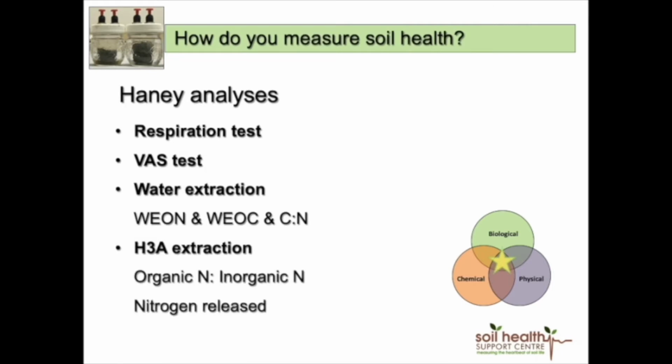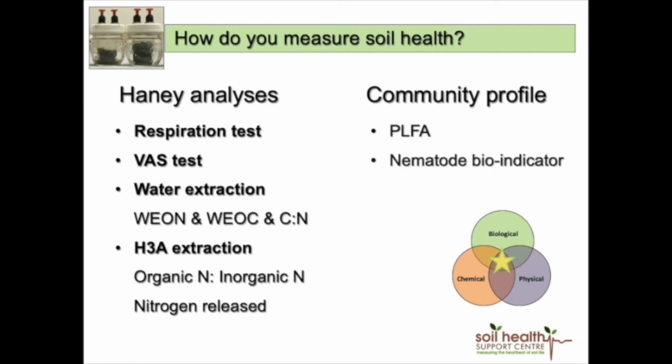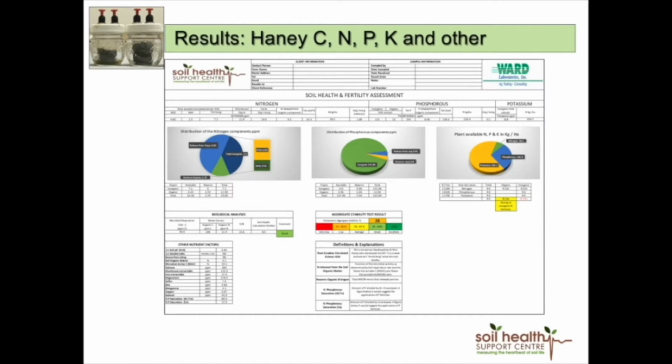H3A is not a chemical formula, it's short for the names of the men who developed this test. To determine the microbial community profile, there are several tests available in the industry. We make use of the PLFA, which tells us more about the fungal, bacterial, and protozoan communities, and the nematode bioindicator test gives us feedback on the soil food web structure and nutrient availability. We will look at the Haney test and see what we can learn from this information that we gather.